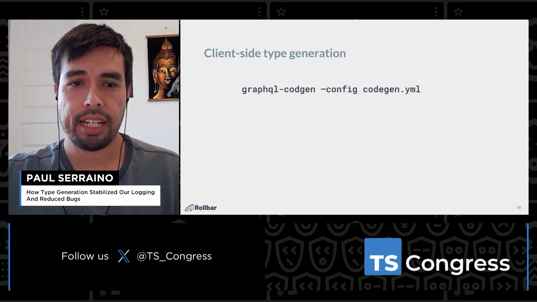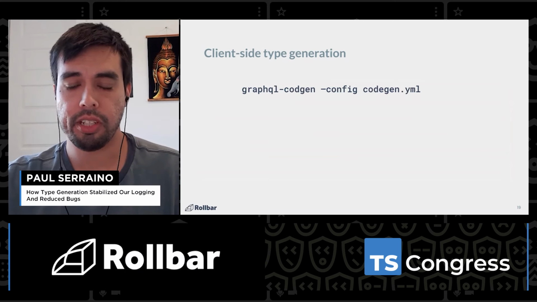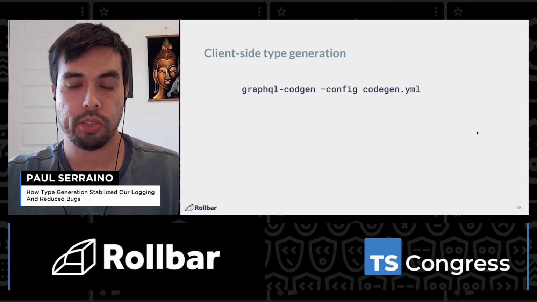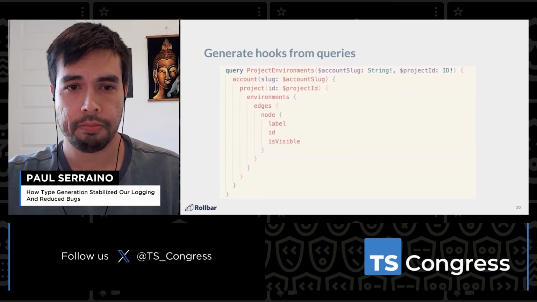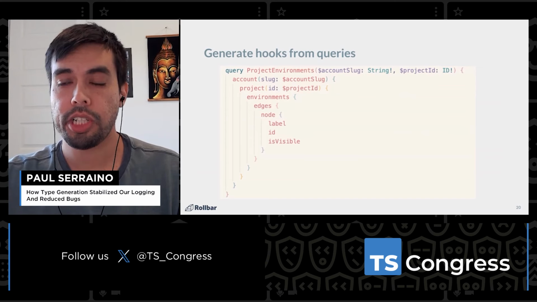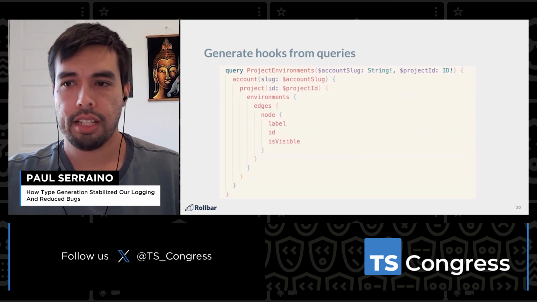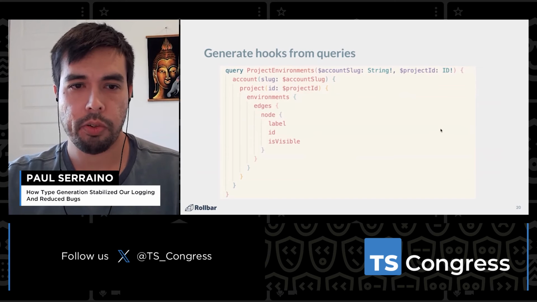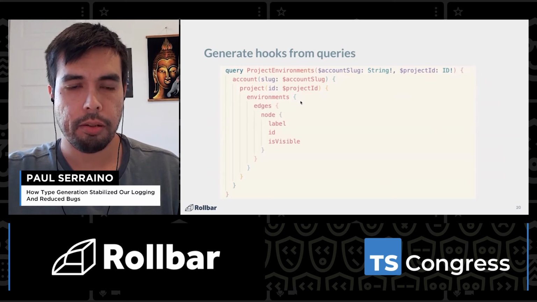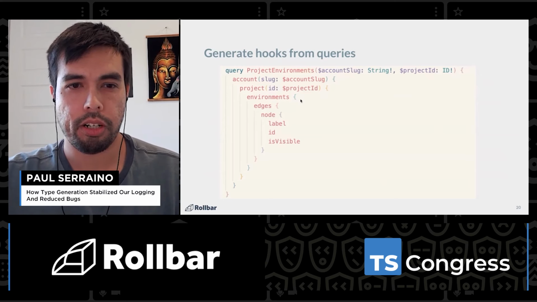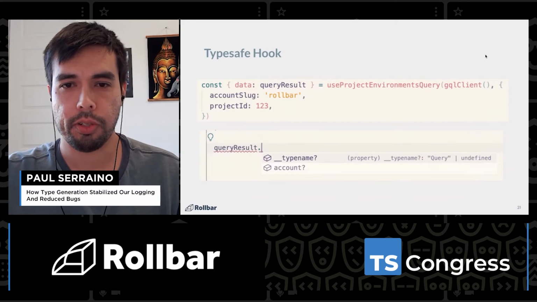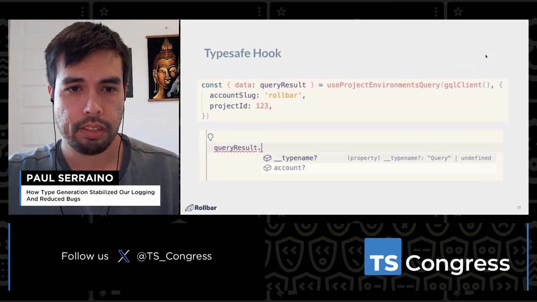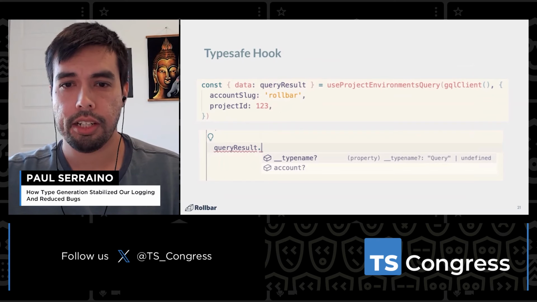On the client side, you can use the command line tool the same way by simply calling GraphQL CodeGen. Code generation is a lot easier on the client. So given a GraphQL query, such as this one, in this example, we are fetching a list of environments from our GraphQL server. And we can generate a hook from that query using GraphQL CodeGen.